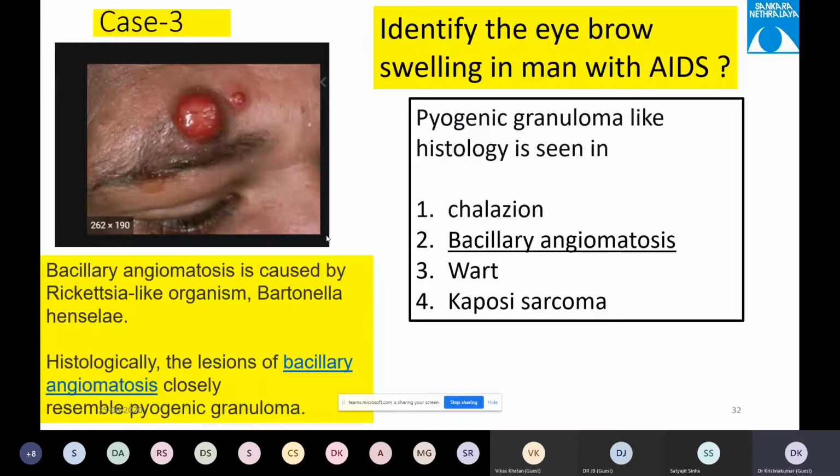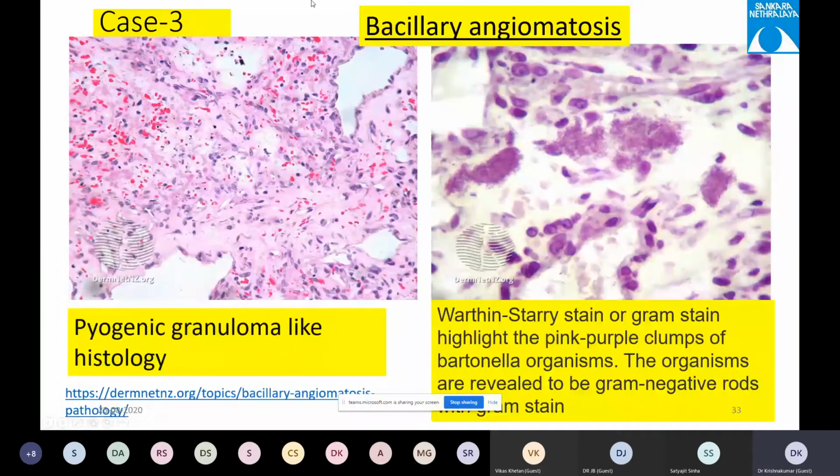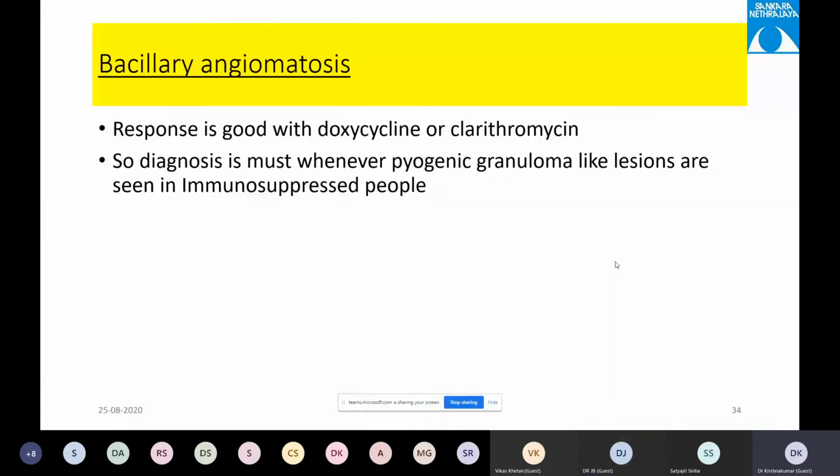Because this can be seen post-transplant where immunosuppression is given. And here in histopathology, you find multiple capillaries and inflammatory cells. And you can find these eosinophilic clumps, these are bacteria. And this responds well to antibiotics like clarithromycin or doxycycline. So whenever you find pyogenic granuloma-like lesions in transplant or immunosuppression, biopsy is mandatory to rule out bacillary angiomatosis.